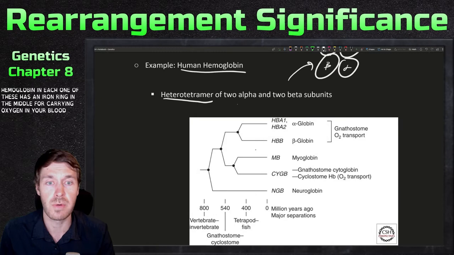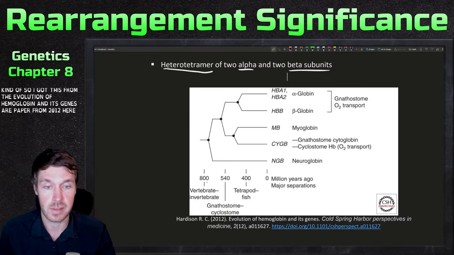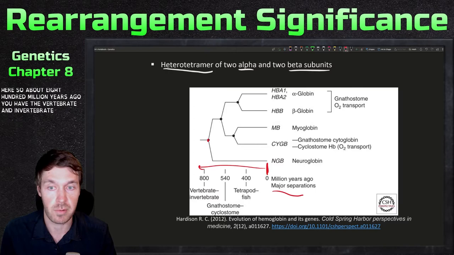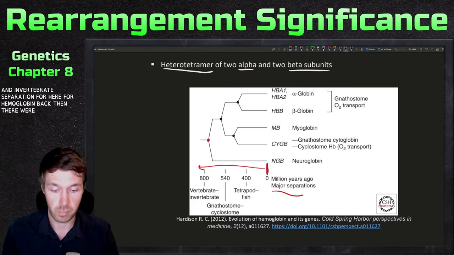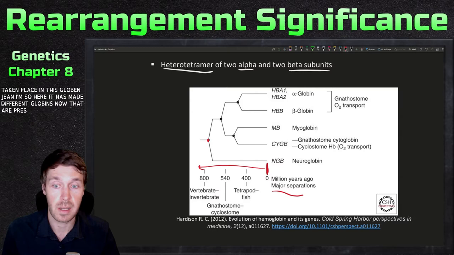Now, I got this from the paper Evolution of Hemoglobin and Its Genes from 2012. We're looking at millions of years ago, going backwards here. This is most current right here. About 800 million years ago, you have the vertebrate and invertebrate separation for hemoglobin. Back then, we know of these duplication events that have taken place in this globin gene. It has made different globins that are present not only in vertebrates and invertebrates, but these different globins are present throughout humans.